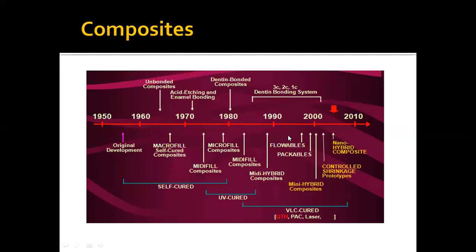If you take composite curing also, initially they were self-cured resins only. Then they started with UV cure. Then we started using visible light cure. Visible light cure composites, that is QTH, PAC, and lasers. What we are using now is visible light cure composites only. So over generations we've been improving the material, where it has become easier for usage.